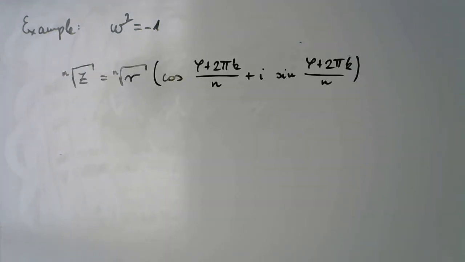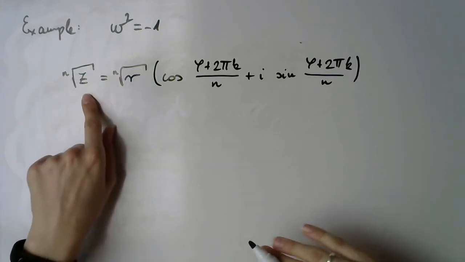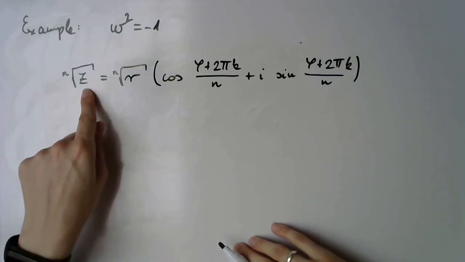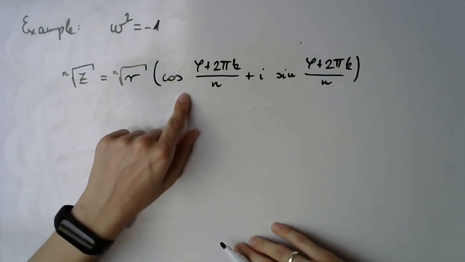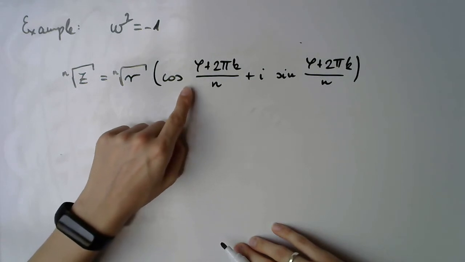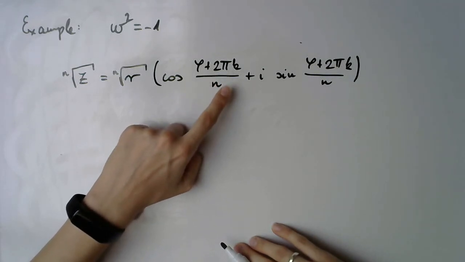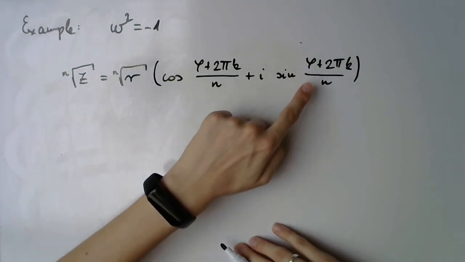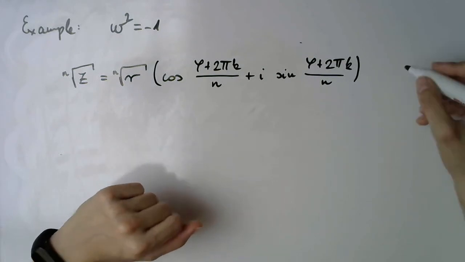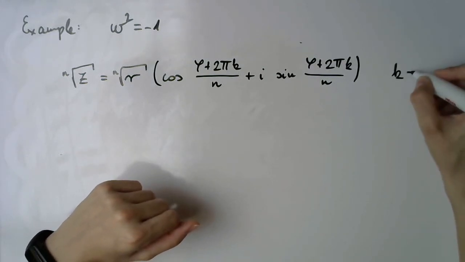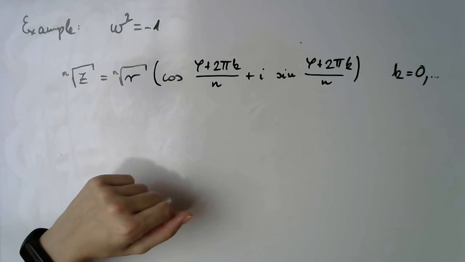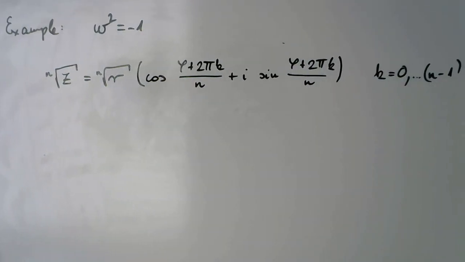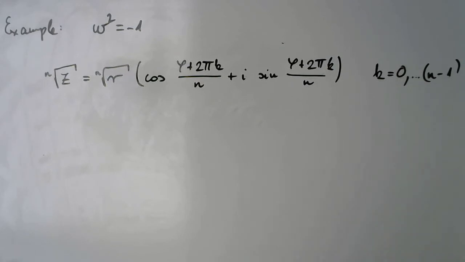The formula, as you can see, is the following. The nth root of complex number z equals the nth root of its modulus times cosine of (phi, which is the argument, plus 2 pi k) divided by n, plus i times sine of (phi plus 2 pi k) divided by n, where k is an integer ranging from 0 to n minus 1. Oops, I ran out of space, but now we can see it. So this is the general formula.